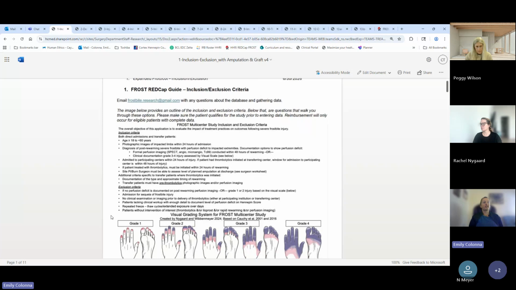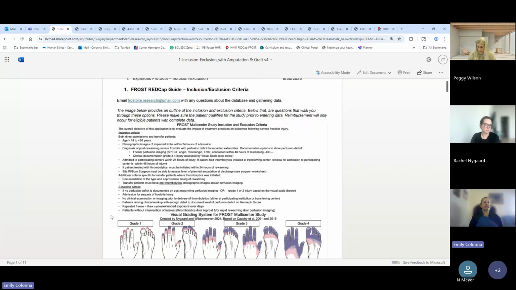Exclusion criteria: if no perfusion deficit is documented, or it's a grade 1 or 2 based on the visual scale below, they do not qualify. If they are being admitted for a sequela of frostbite injury, they don't qualify. If there's no clinical examination or imaging prior to delivery of thrombolytics, they don't qualify.